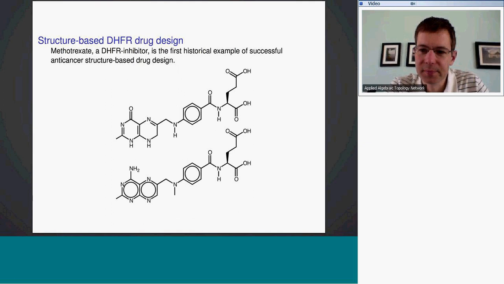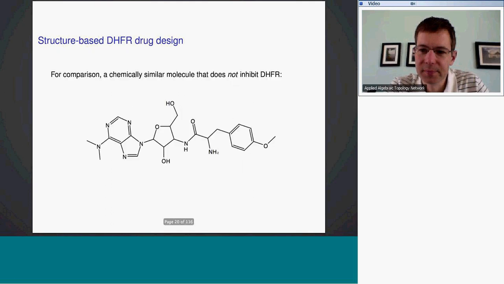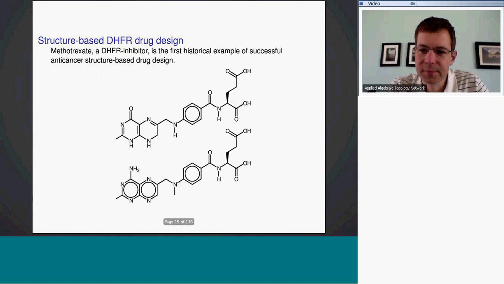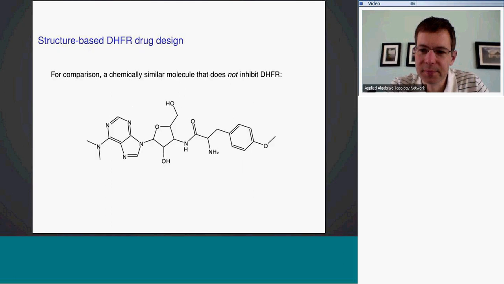Methotrexate is actually the first historical example of structure-based design. It's a drug that was designed via a DHFR inhibitor. Here on the top is the actual molecule in the human, and on the bottom is the drug. So they're similar, but not actually the same. Here is an example of a similar molecule that doesn't work as a DHFR inhibitor.